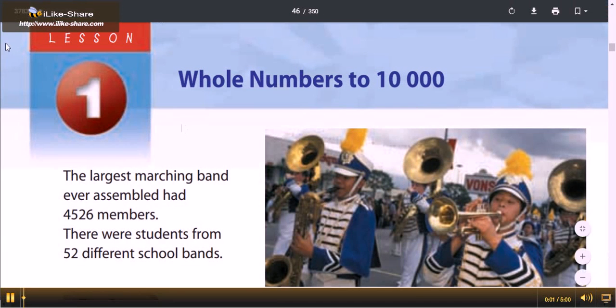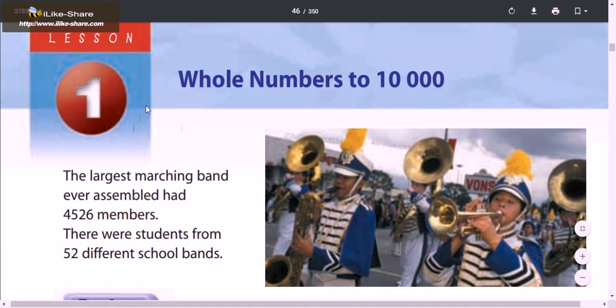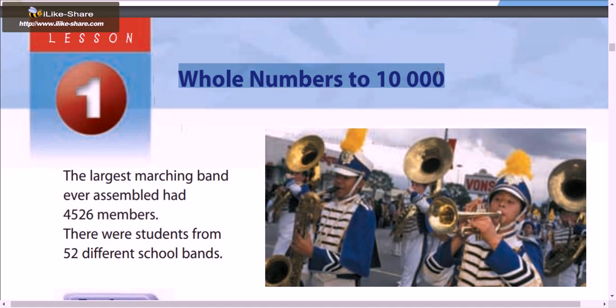Okay, class, hello. We're going to be talking about Unit 2, Lesson 1 today. Our unit is whole numbers, and our lesson today specifically is whole numbers to 10,000. We're going to be doing Unit 1, but we're going to do that later in the year.